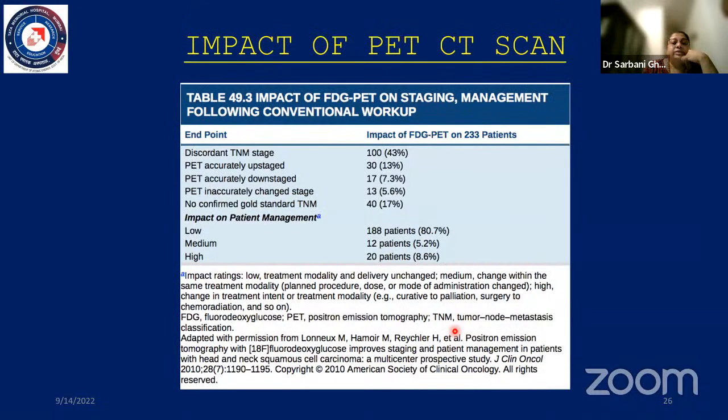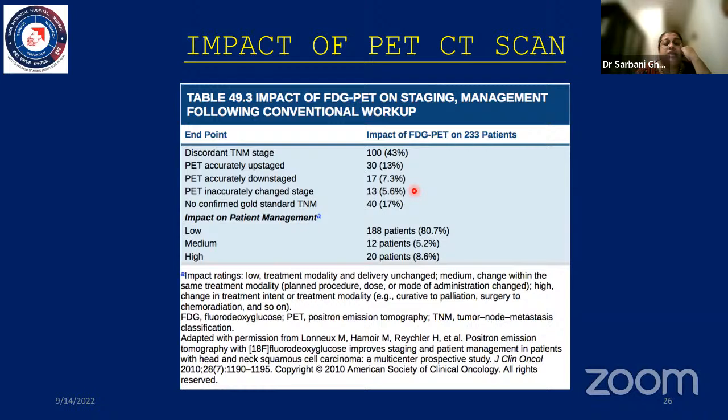So if you look at this, what it clearly tells you is the impact of FDG PET on staging and management following conventional workup. It could upstage in about 13% of cases. It could downstage in about 7%, and inaccurately change stage, so that means it may not be reliable in about 6% of cases.